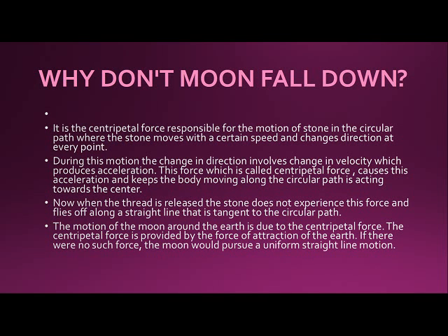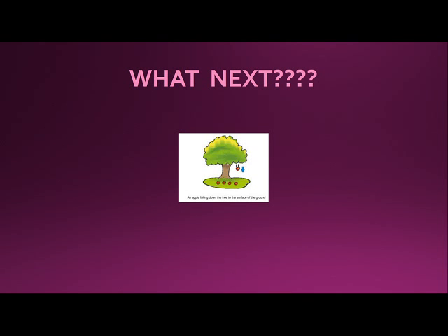The centripetal force is provided by the force of attraction of the earth. If there were no such force, the moon would definitely move in a straight line, and it would not have been our satellite. Understood? I hope, children, I was able to make you understand. I taught you a very small concept. I taught you only two things today: what is gravitational force and why does the moon not fall on us?